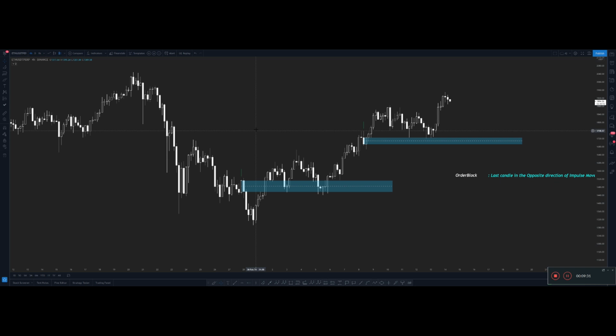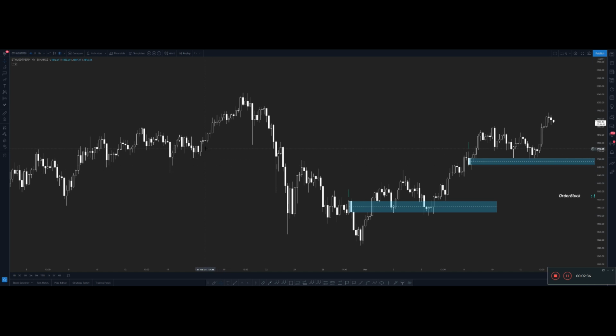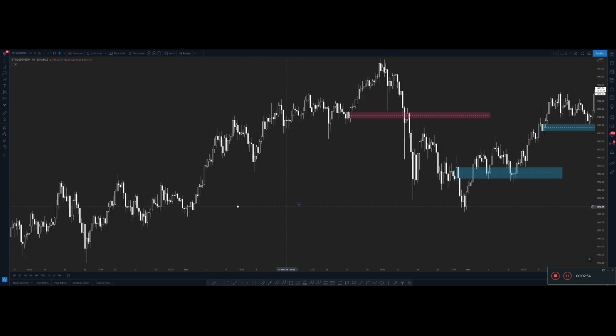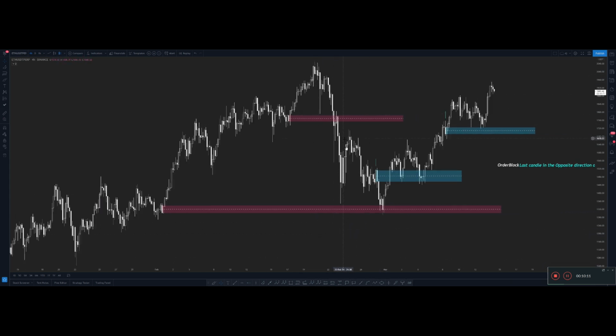So I'll just look for some other examples for you guys. Like here, this is an order block. This is an order block. I'll just mark that candle. So that gave support, but the market just broke down. And let's see some other examples. Here you have a perfect example, a last candle in the opposite direction of an impulse move up. So this is an order block. See, where the market just reversed its downtrend. From here it started breaking down.